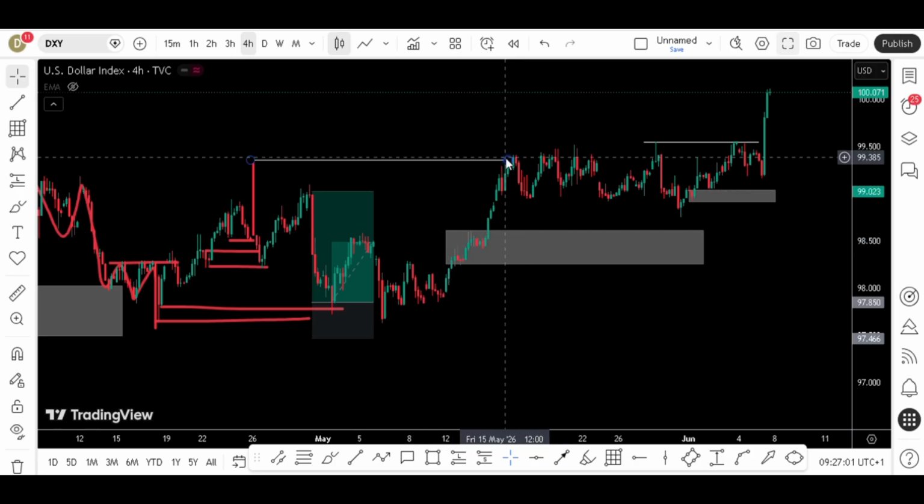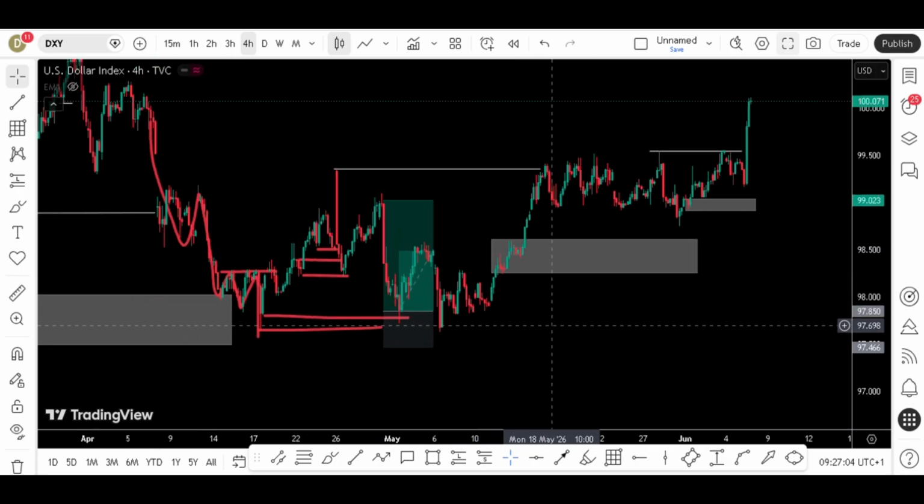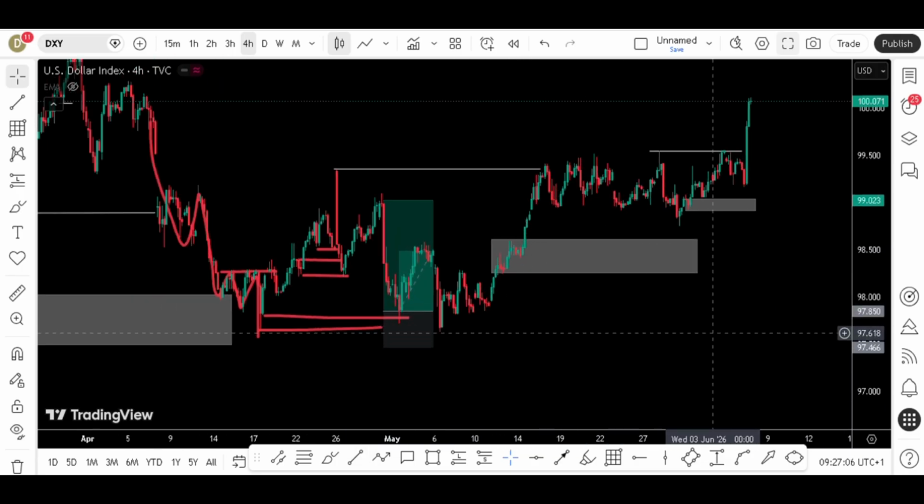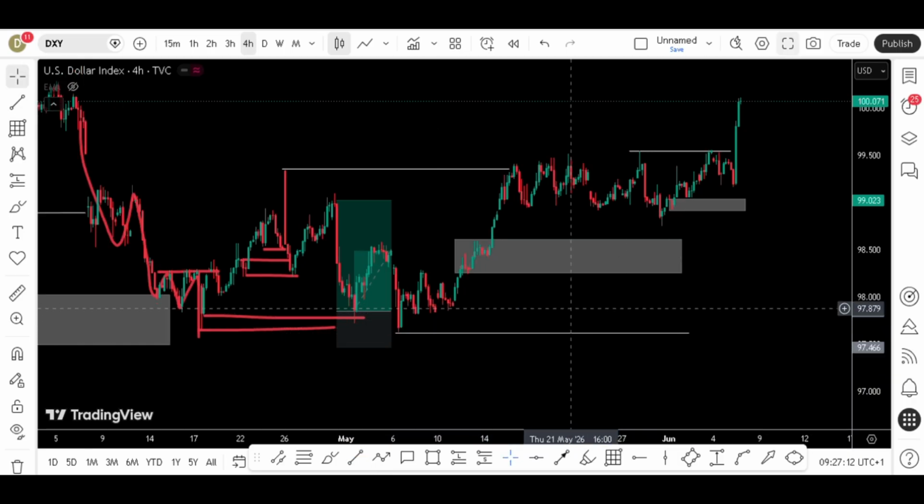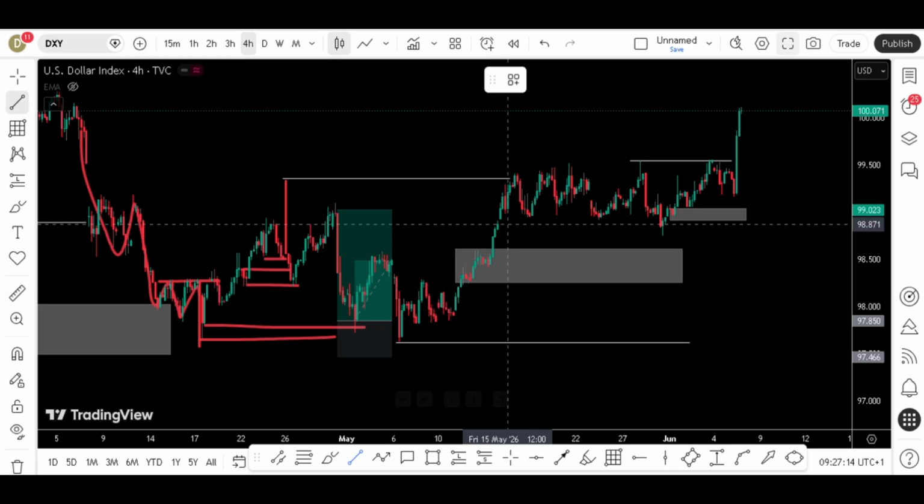You can see after the market did this break of structure in the 4 hours, this will serve as my low. This level will serve as my low. This level is going to serve as my low. Then I will do what? I will wait for the market to come and take out the inducement. And this is the first inducement point.